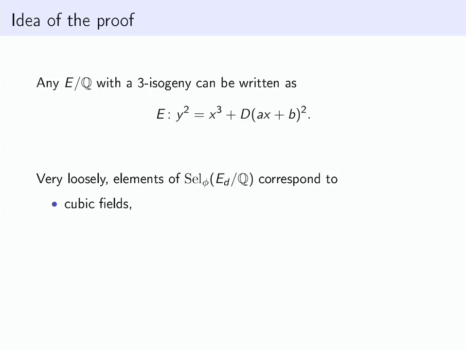And very loosely, elements of this Phi-Selmer group are now going to correspond to cubic fields. So when we were looking at the 2-Selmer group in families of quadratic twists, we saw that these 2-Selmer elements corresponded to biquadratic fields, the second easiest kinds of fields to count. Now these elements correspond to cubic fields. Essentially the reason for this is that the kernel of this isogeny, the fact that it's degree 3, suggests this cubic.